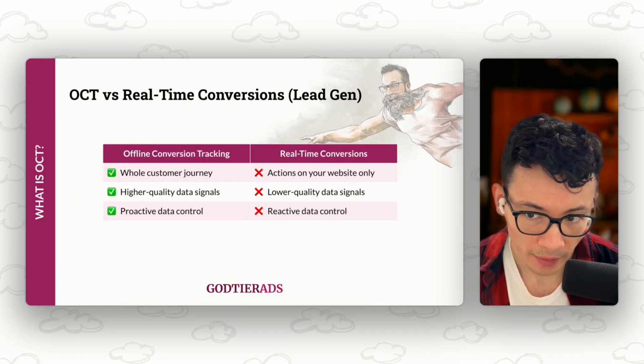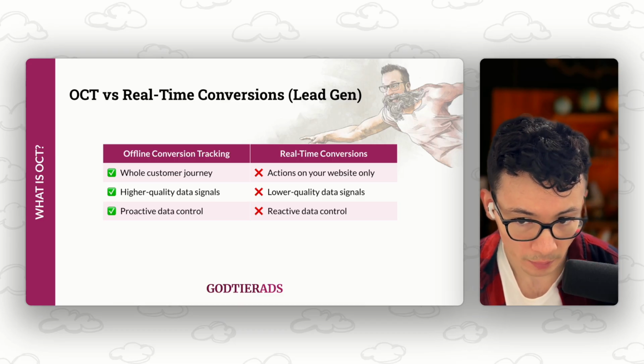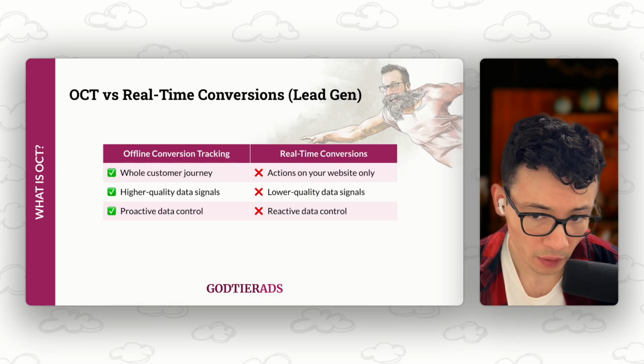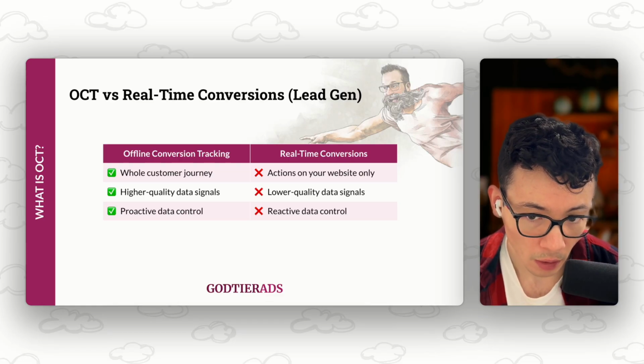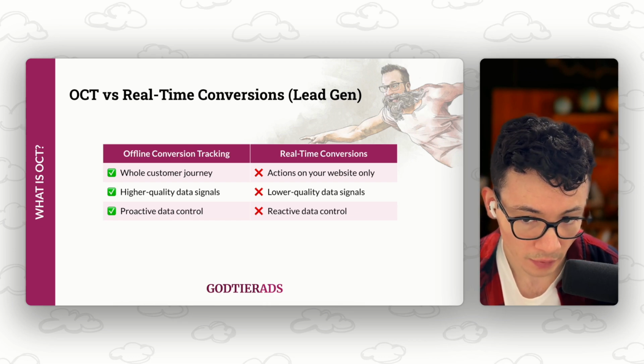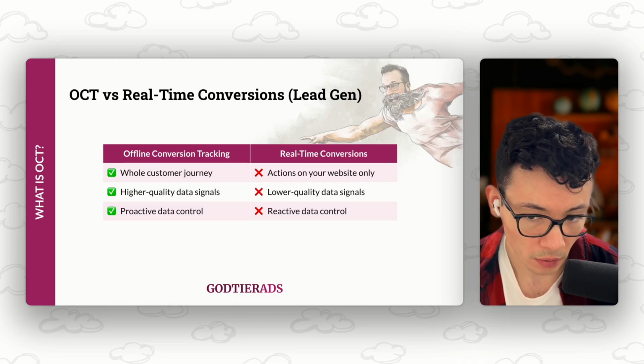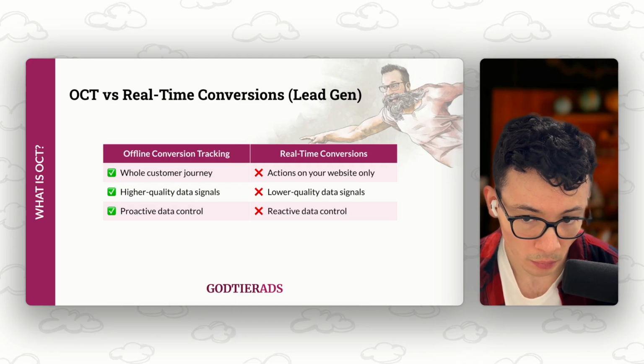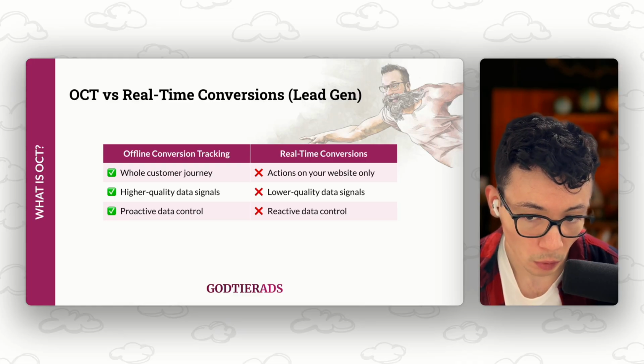Okay, so to summarize the benefits of offline conversion tracking versus real-time conversions for lead gen in particular. With offline conversion tracking, we can track the whole customer journey. We can send higher quality data signals because Google will now have access to customers that converted into lower stages of our sales funnel. And we also have proactive data control. We can actually control exactly what customer data we send to Google.